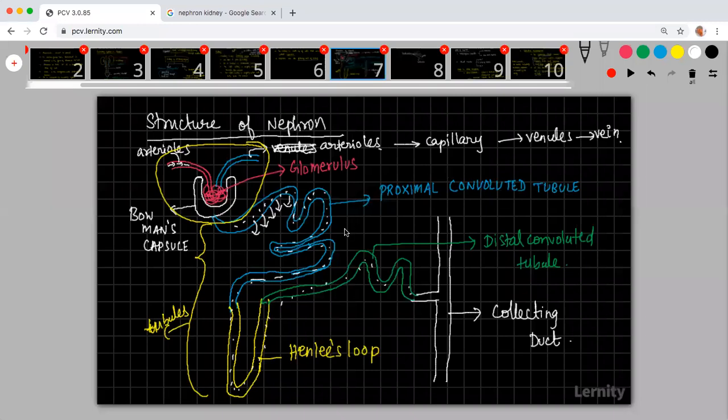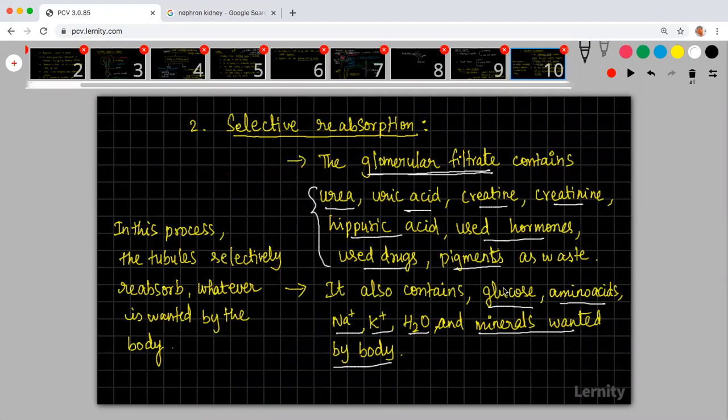Who is responsible for taking it back? The proximal convoluted tubule, the Henle's loop, the distal convoluted tubule. All these structures are absorbing again, absorbing the things that you want. Please don't ask me what is creatinine and hippuric acid and all. They are all waste generated by the body, different types of waste which are generated in your body.